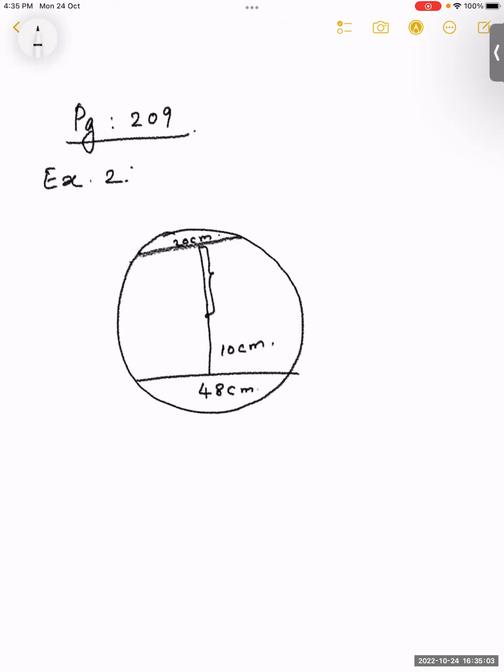So for that, what do we need to know first? We need to know the radius. How will you find out the radius? Using the Pythagoras theorem. From the center we draw a line and then we use the triangle to find it. So let's draw this. OA is a radius, the center of the circle is O. So let's find it out using Pythagoras theorem.